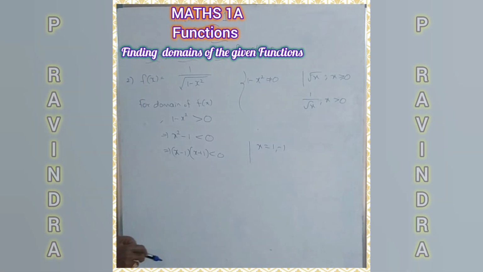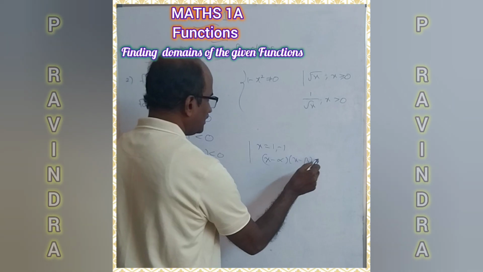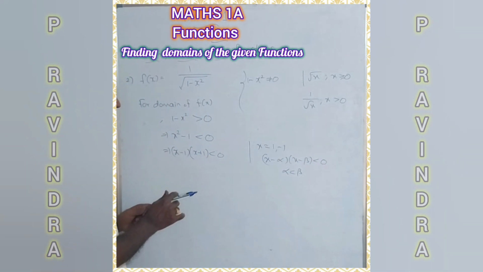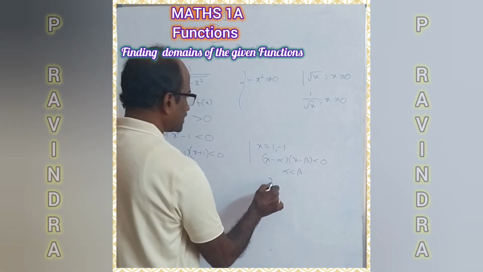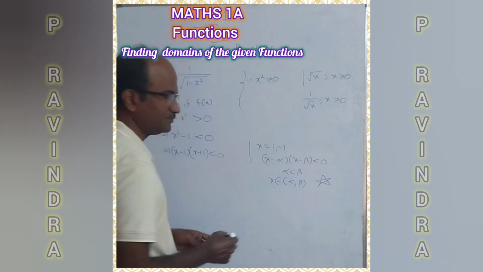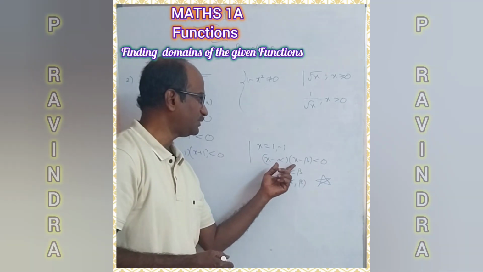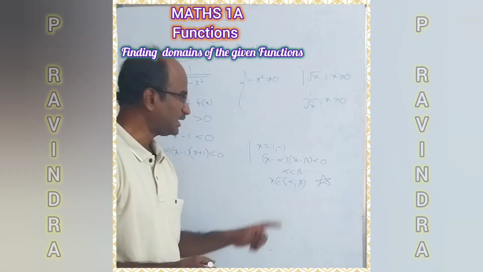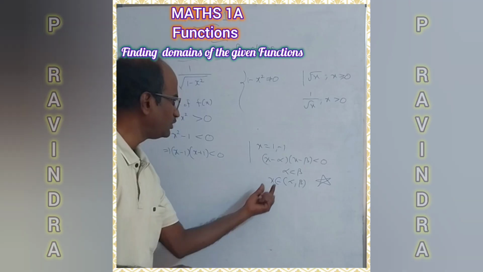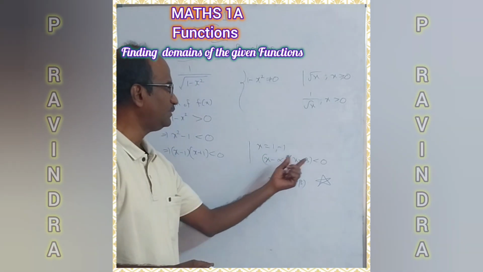Now I will tell you a concept here. When you are having x minus alpha into x minus beta less than 0, so that alpha is smaller root than beta, then this is true only when x lies between alpha and beta. This is very important concept to be remembered. You are having a quadratic form x minus alpha into x minus beta which is less than 0, so that alpha is a smaller root. Then this is true only when x lies between alpha and beta. If x takes values between alpha and beta, then only this product will be less than 0.